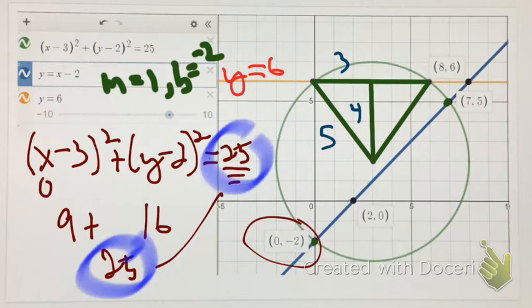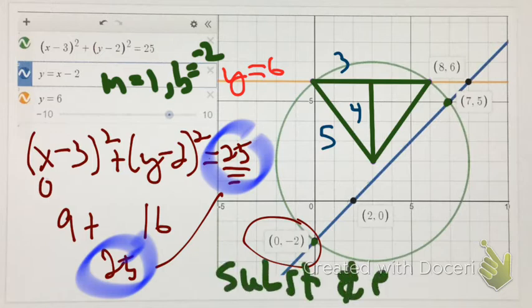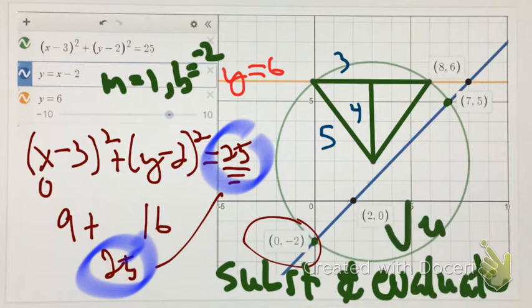So that's the verification process. Take your equations, sub and evaluate, folks. Substitute, oops, not that sub. Let's substitute a pen there. Substitute and evaluate. That's how you verify. You prove that it's on the circle mathematically.